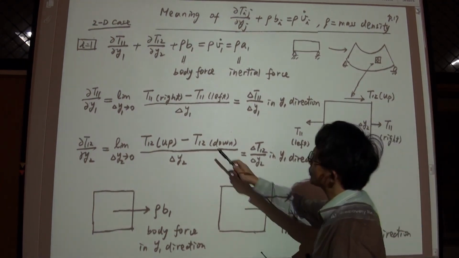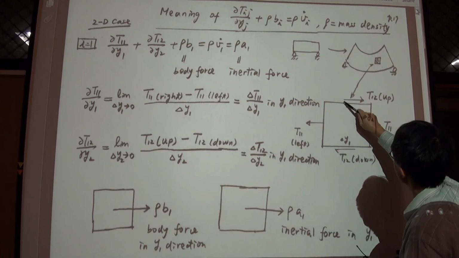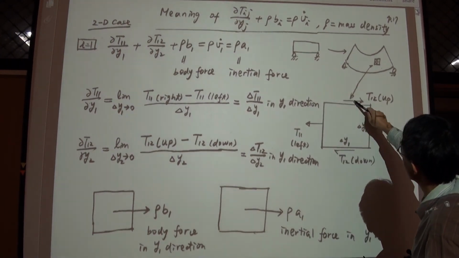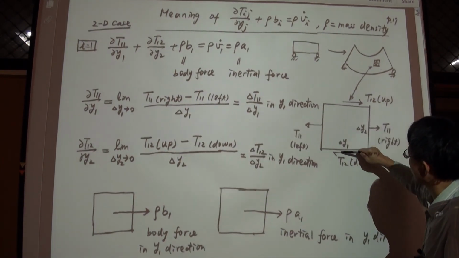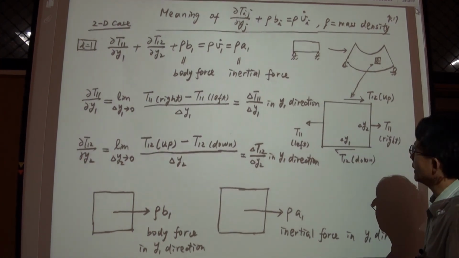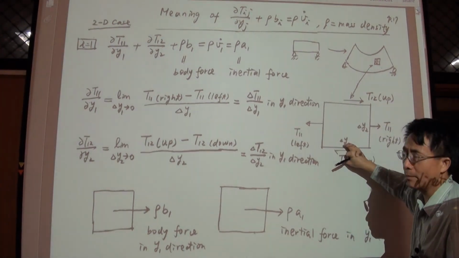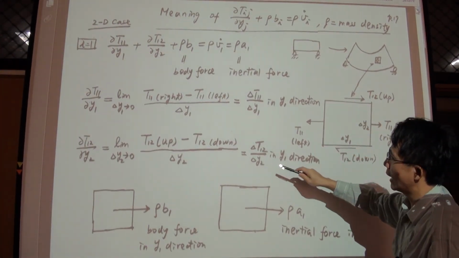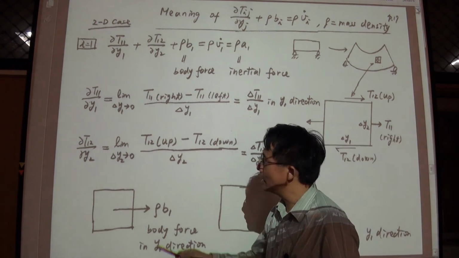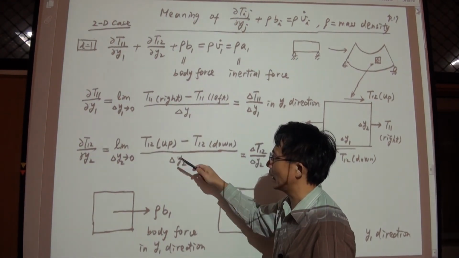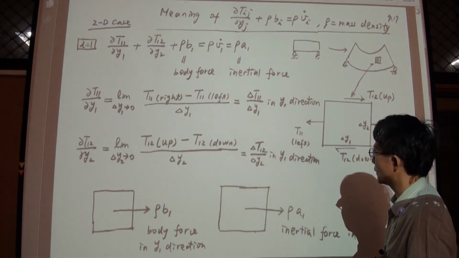Now, how about this term? This term is the shear. Here, your T11 is this one, but now we are talking about the shear term. The shear term is acting on the top and acting at the bottom. So this shear is different from this shear. They are not the same. So we have the difference, written as T12 up minus T12 down, and then divided by delta y2. This is the concept of the differentiation.